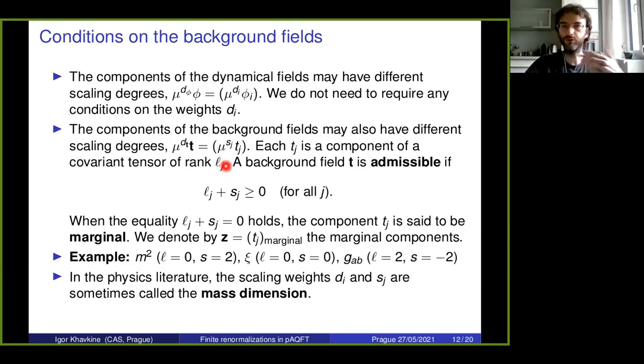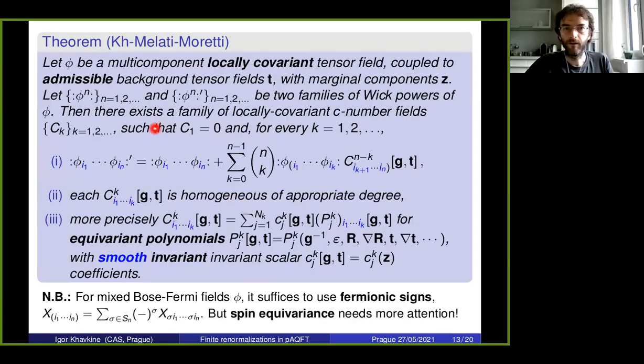But under such generality, we have to restrict ourselves in some way. And it turns out that we have to restrict the scaling dimensions of the background fields in this particular way. Again, I won't go into precise details of what this means, but basically this admissibility condition is satisfied, we checked, for all the usual background fields that enter the Lagrangian. So mass is okay. Curvature coupling is okay. Metric is okay. And other examples, like electric charge, will also be okay, and so on. Okay, very good. And finally, this is the theorem that we proved in our work with Walter Moretti and later with Alberto Milazzi.